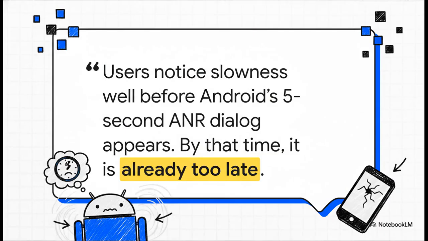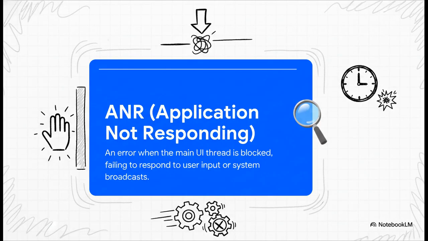And this quote, man, it just cuts right to the heart of it, doesn't it? That dreaded application not responding dialog, the ANR, that's not the start of the problem. That's the tombstone. It's the final catastrophic failure. The real damage, the thing that makes users uninstall your app, happens in those seconds of stutter and unresponsiveness leading up to it. So, what is an ANR, really?